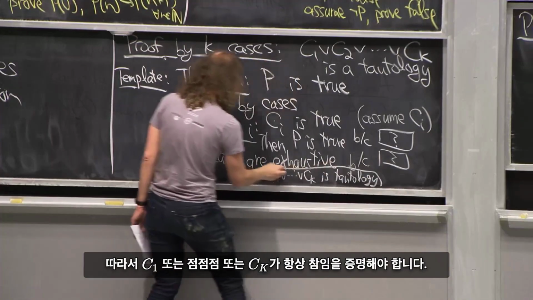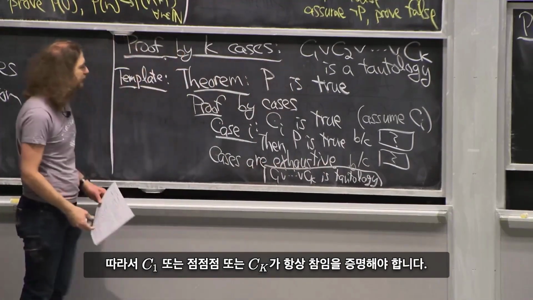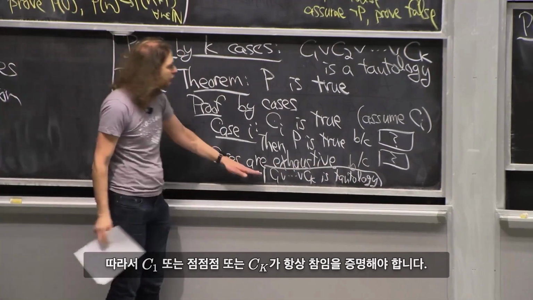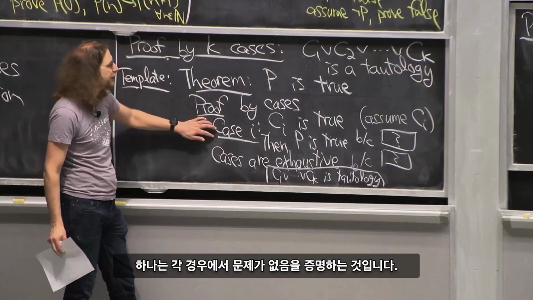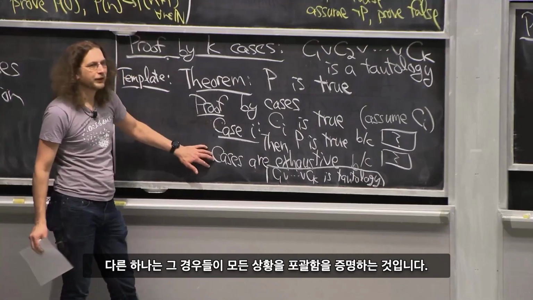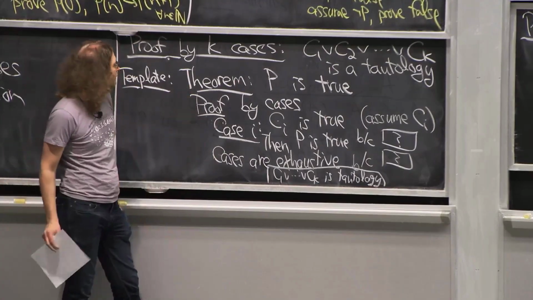Okay, so you need to prove that C1 or up to CK is always true. That's the meaning of the cases being exhaustive. So there's sort of two parts. One is to prove that each case is okay. The other is to prove that those cases cover everything.